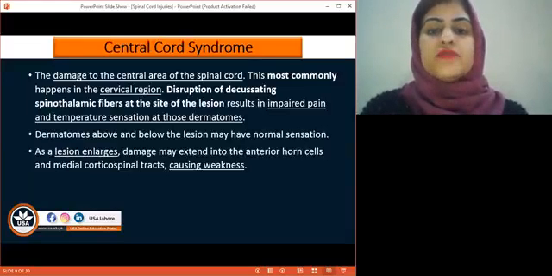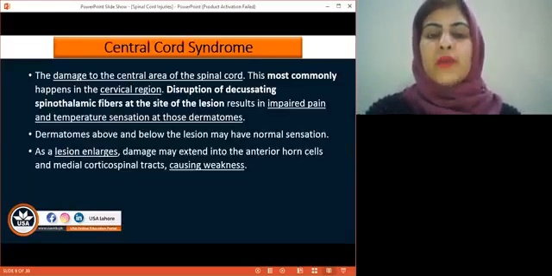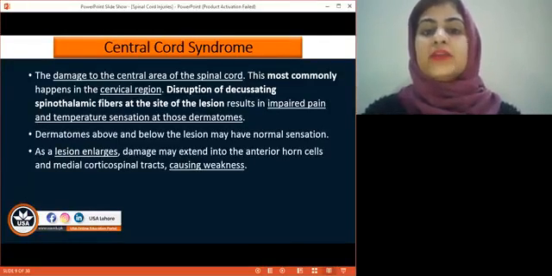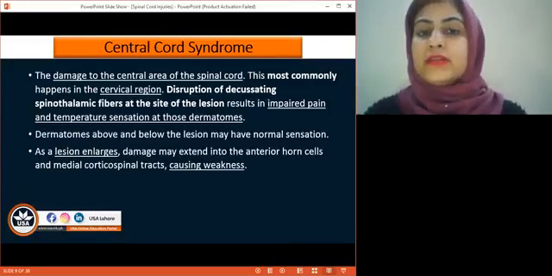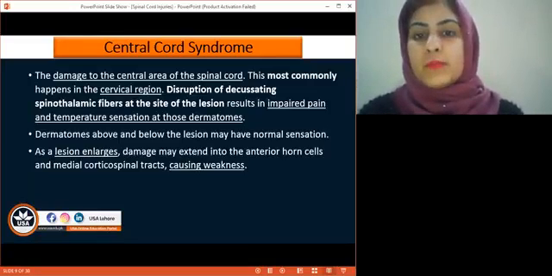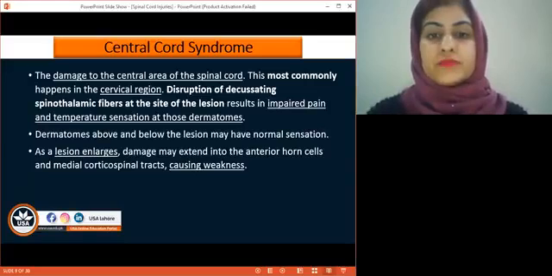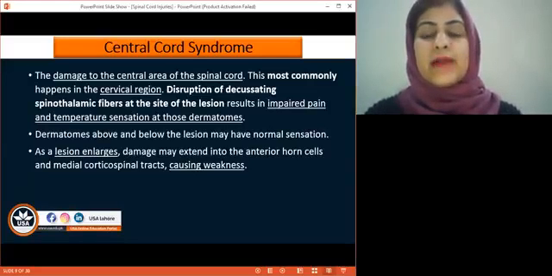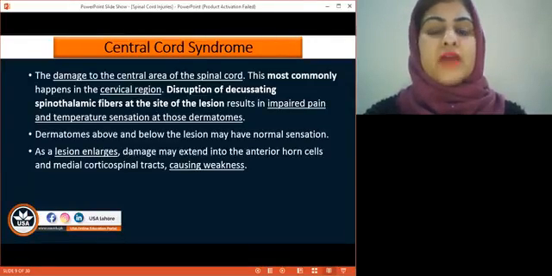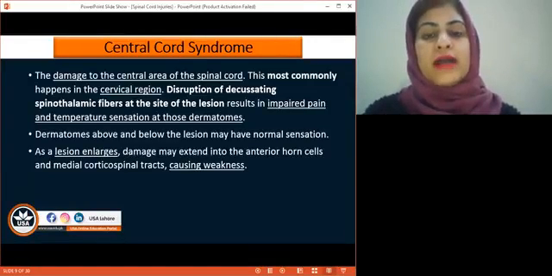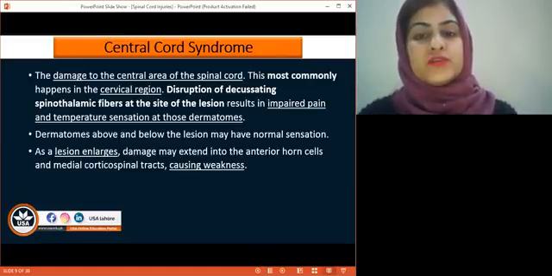Now we will see what central cord syndrome is. When the damage is done to the central area of the spinal cord, that is central cord syndrome. This most commonly happens in the cervical region. What basically happens is there is disruption of decussating spinothalamic fibers at the site of the lesion.